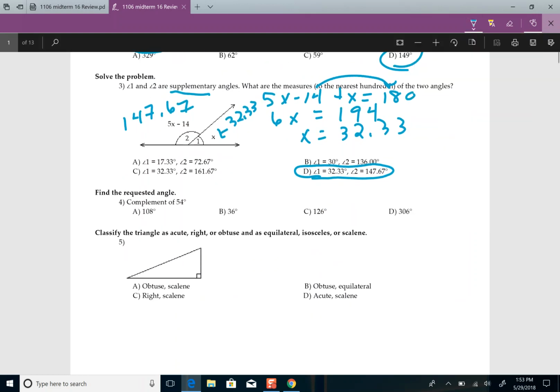Okay. So 4 says find the complement. All right, so we did supplement earlier, now we're on complement, so complement has to do with 90 degrees. So now I'm saying 90 minus 54, which is 36, and I can see that is B.